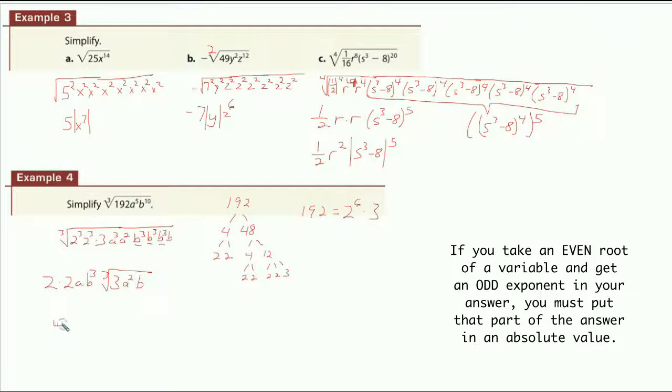And so we'll multiply the 2 times 2. So we have 4ab cubed times the cubed root. Don't forget to put your index in here. That's a common mistake. We're used to writing square roots, so sometimes we forget to write the index.